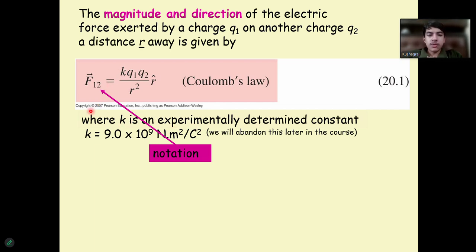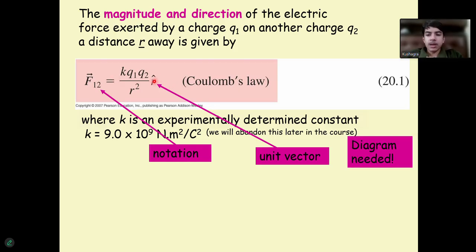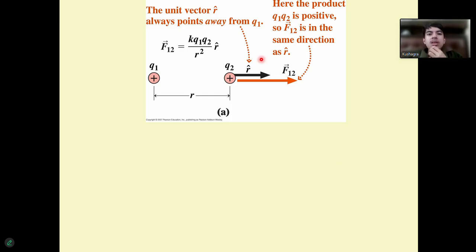So this is our notation for Coulomb's law, and this is our unit vector r cap. The unit vector r always points away from Q1. Here the product Q1 Q2 is positive, so F12 is in the same direction as r cap. So as you can see in Coulomb's law, for Q1 and Q2 the unit vector r between them is in the same direction as F12. So this r cap and the F12, the Coulomb's law force, both point in the same direction.